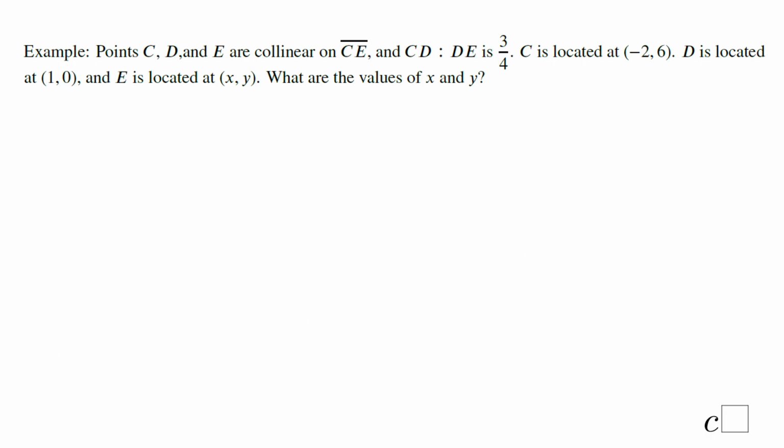These points are collinear, on CD, and CD over DE is 3/4. C is located at (-2, 6), D is located at (1, 0), and E is located at (x, y). What is the value of (x, y)?